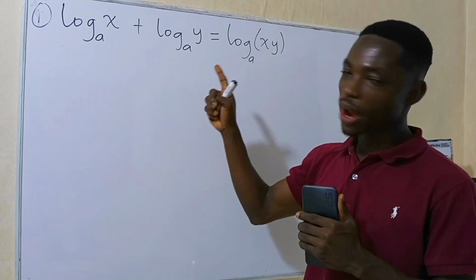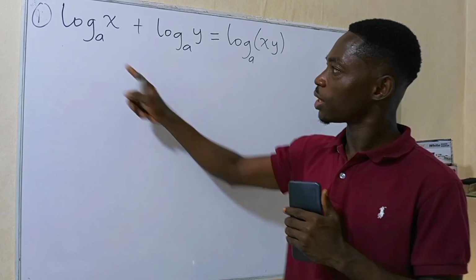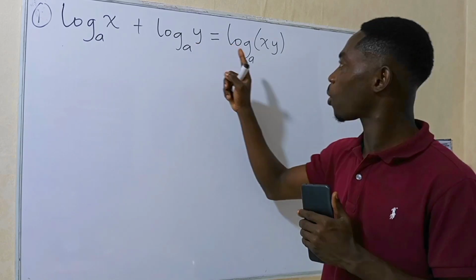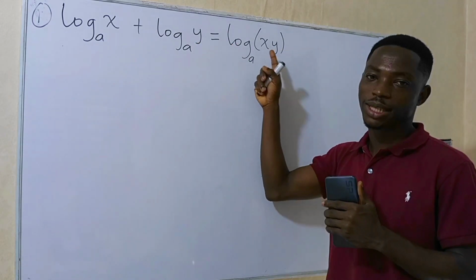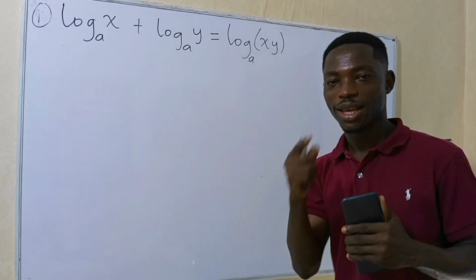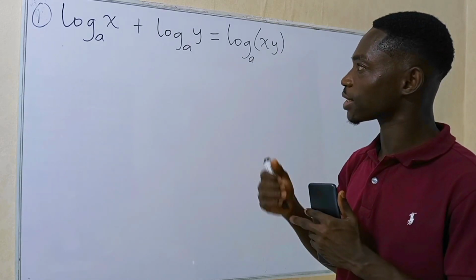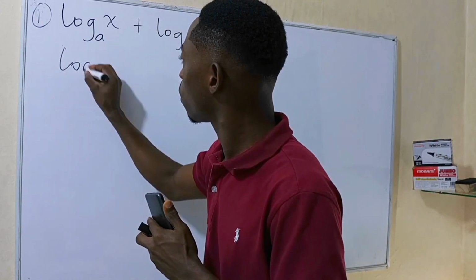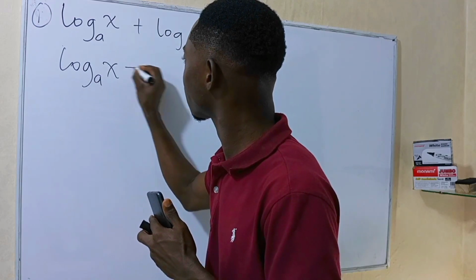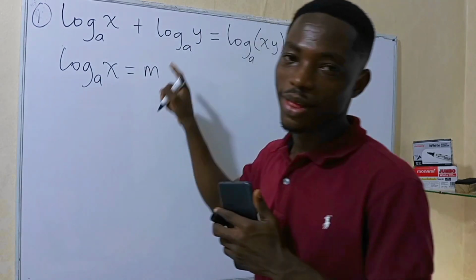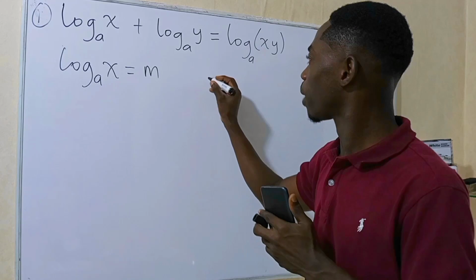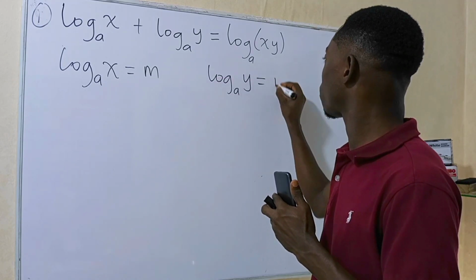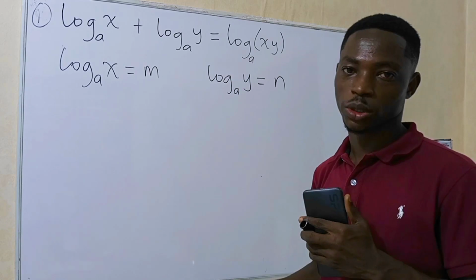In fact, this right here is the first law, which is log base a of x plus log base a of y is equal to log base a of xy. Why? Here's the deal. First things first, I'm going to set this guy to m. So we will have log base a of x is equal to m. Then this guy right here, I'm going to set to n, which will be log base a of y is equal to n.